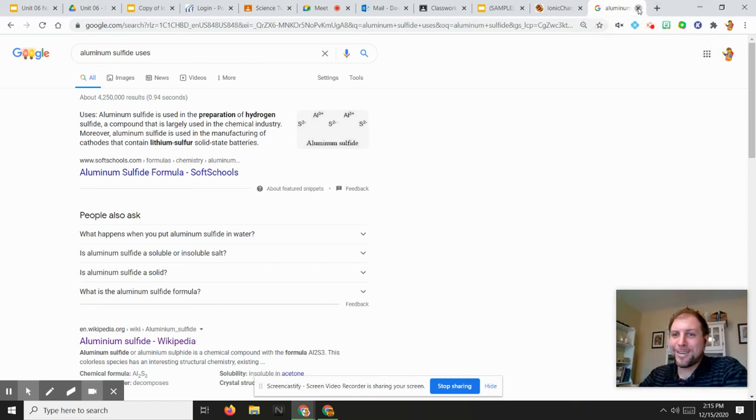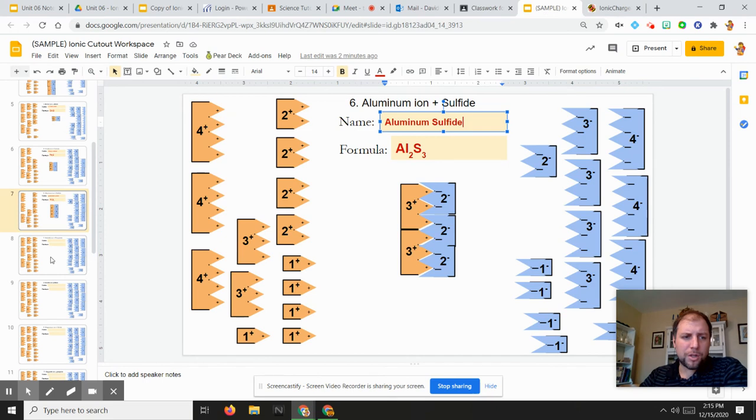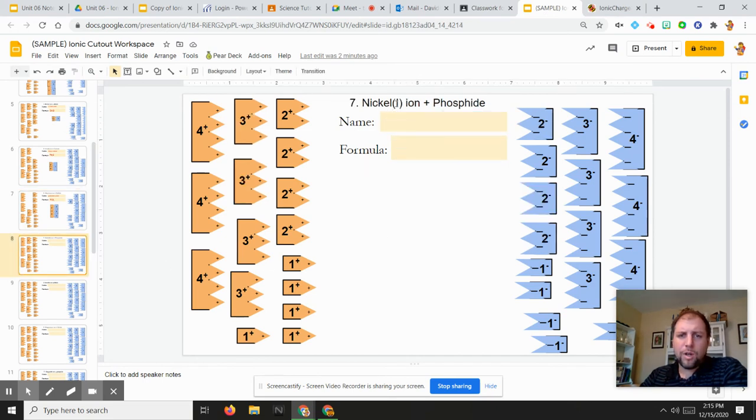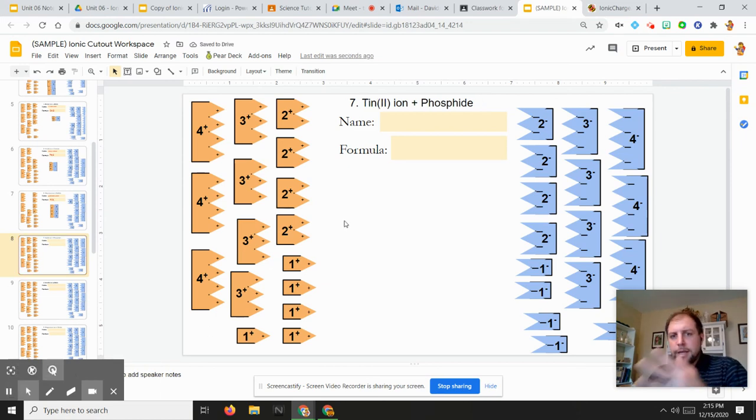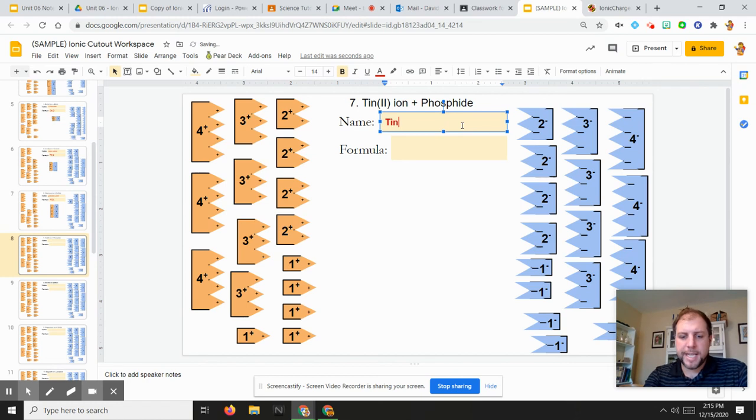I'm going to do one more, guys, and then we're going to call it done for this. Nickel 1 ion and phosphide. I'm going to change that: tin 2 ion and phosphide. The name, of course, is tin 2 phosphide.